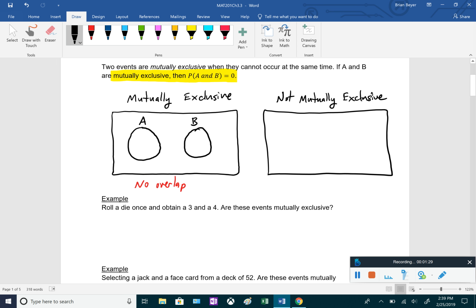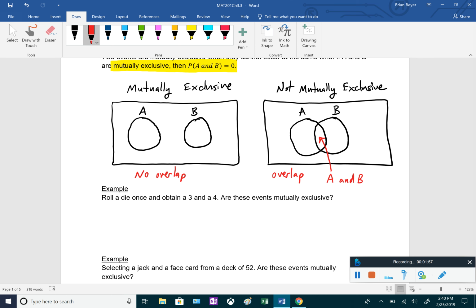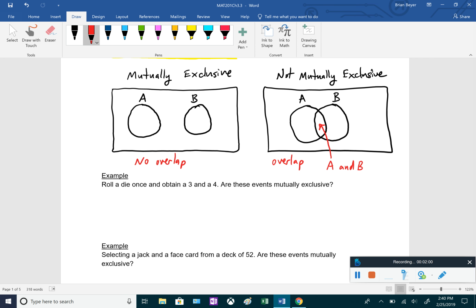When they are not mutually exclusive, let's say this is A, and let's say that this is B, there will be overlap. So there is overlap when they are not mutually exclusive, meaning they can occur at the same time. The place where they overlap in the middle, this is what we refer to as the A and the B. So the overlap is the "and" portion.